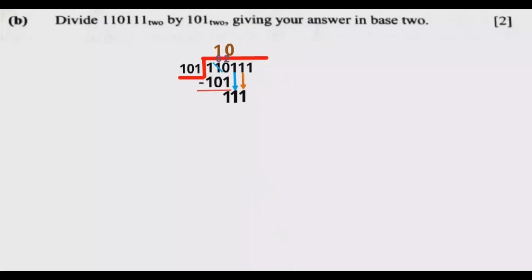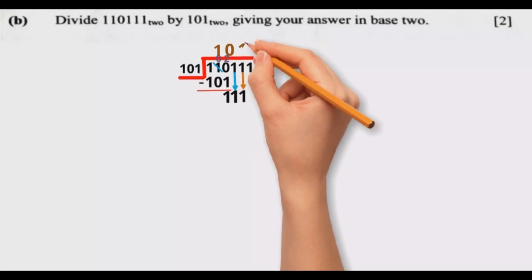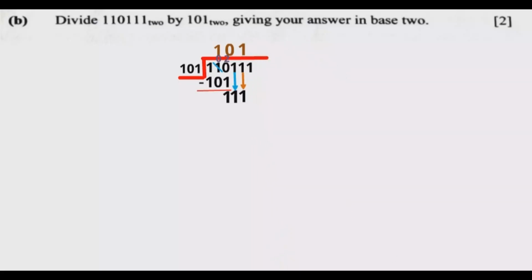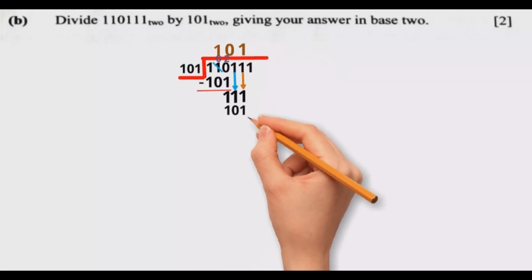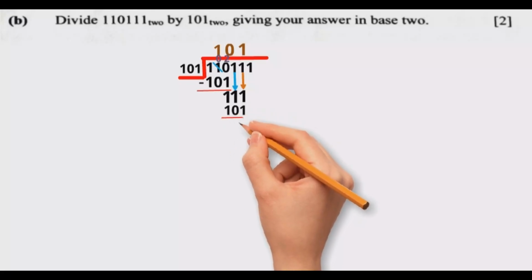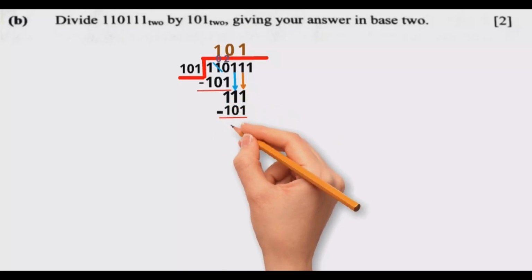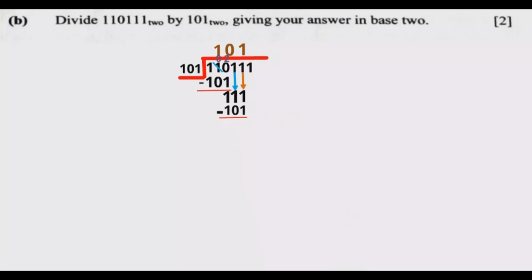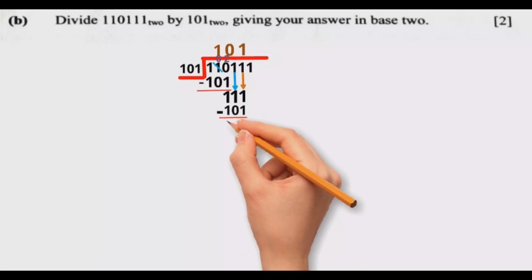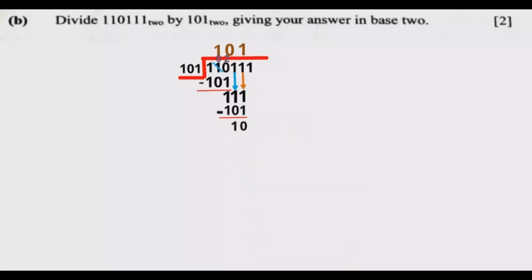Then we ask ourselves, does 101 go into 111? Yes. How many times? 1. We write 1 here. Then 1 multiplied by 101 is 101. Then we say 111 minus 101. 1 minus 1 is 0, then 1 minus 0 is 1, then 1 minus 1 is 0. So the answer is 10.